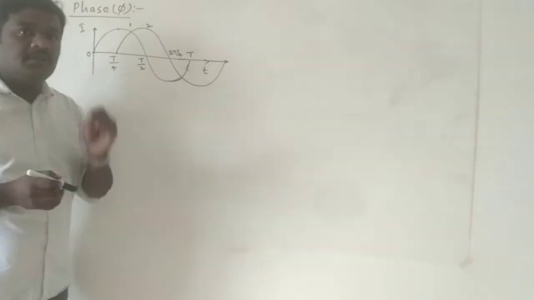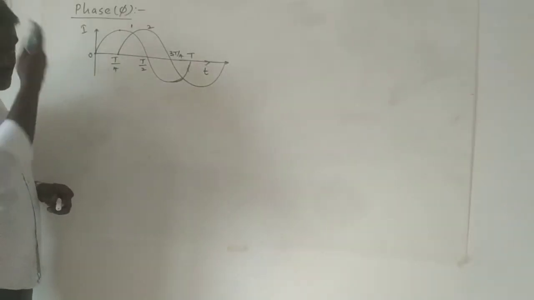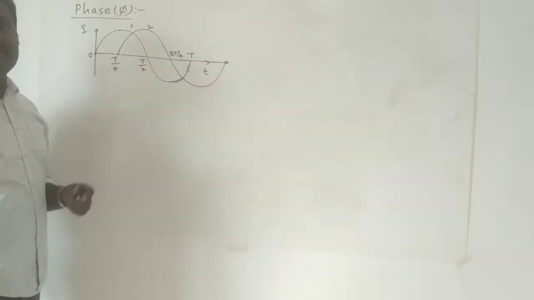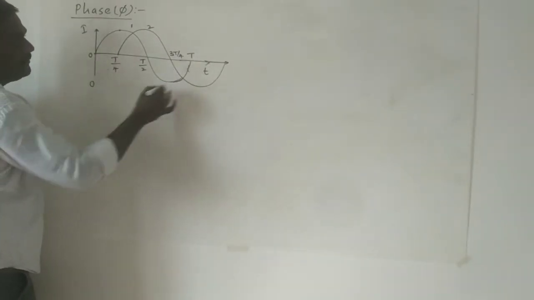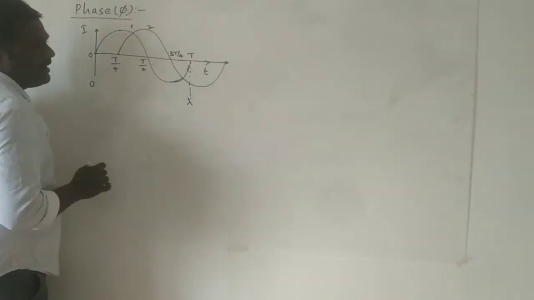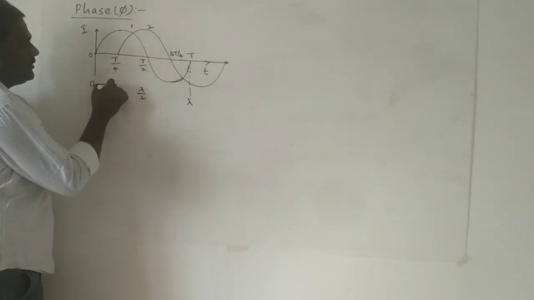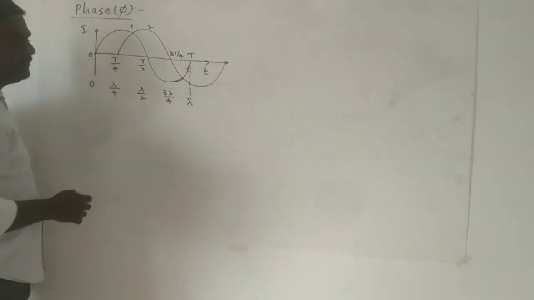Make sure the same thing you can mention in terms of distance. How to mention in terms of distance? See, you know very well, a complete cycle can be mentioned as lambda. So I write here 0, and to this I'll mention the distance as lambda. Now for half of the distance it becomes lambda by 2, and this will become lambda by 4. Now this is 3 lambda by 4.